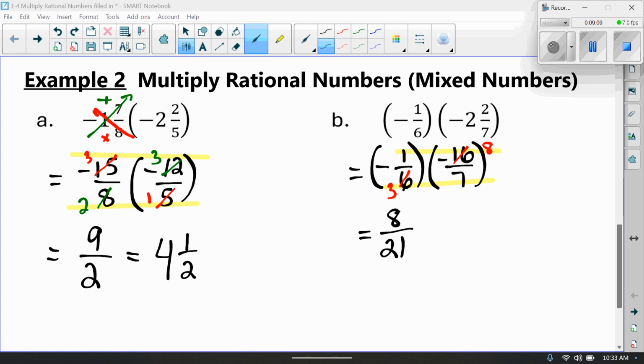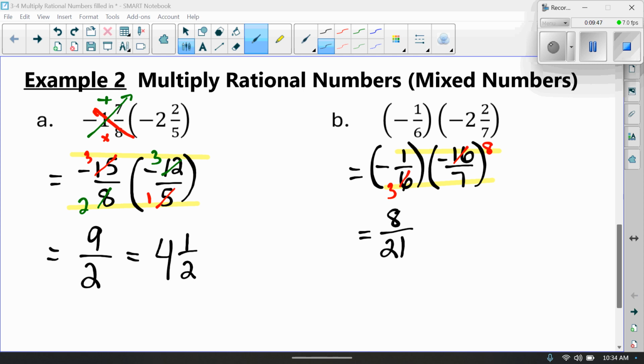So the answer is 8 over 21. Let's take a look. So here we've got the negative 1/6 right here, times, we have to change the improper fraction to a mixed number, right? So when we change this, it's 7 times 2 is 14, plus 2 is 16. So this is going to be a negative 16 over 7, okay? Now, before we multiply, we can simplify.